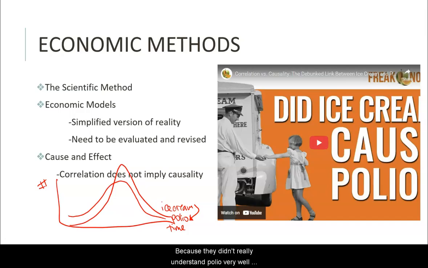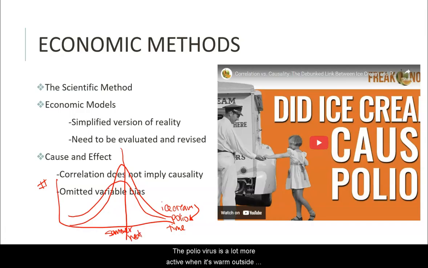They didn't really understand polio very well. They didn't really know what it was back then. They didn't understand viruses nearly as well as they do now. And so these things were correlated with each other because they were moving in the same direction, but they were in no way caused by each other. This was actually a problem of omitted variable bias. That means there's a third variable that's causing both of these. And in this case, it was the summer, the heat.